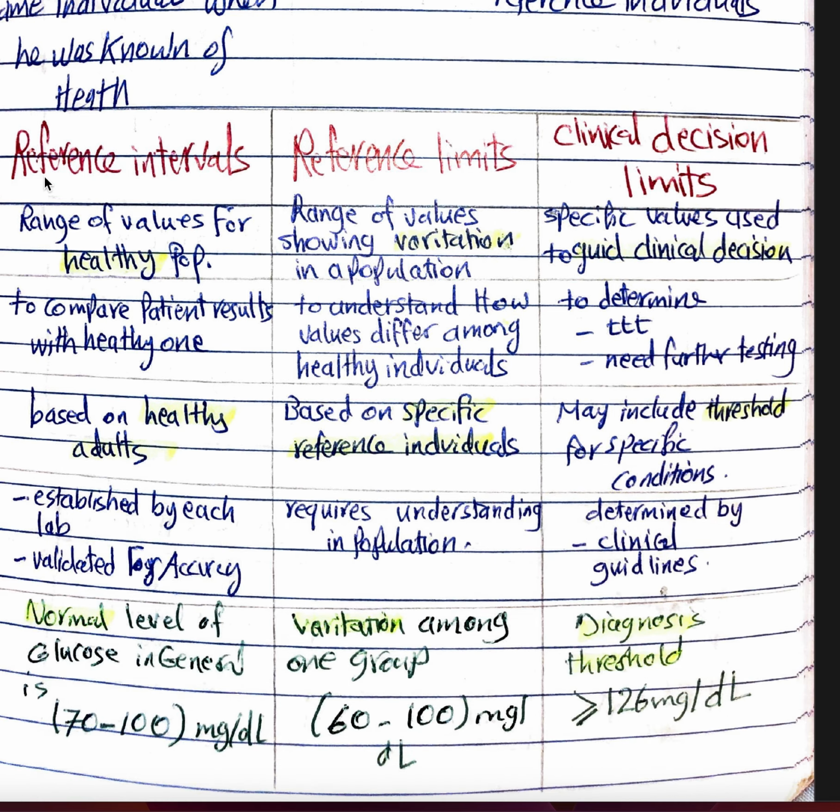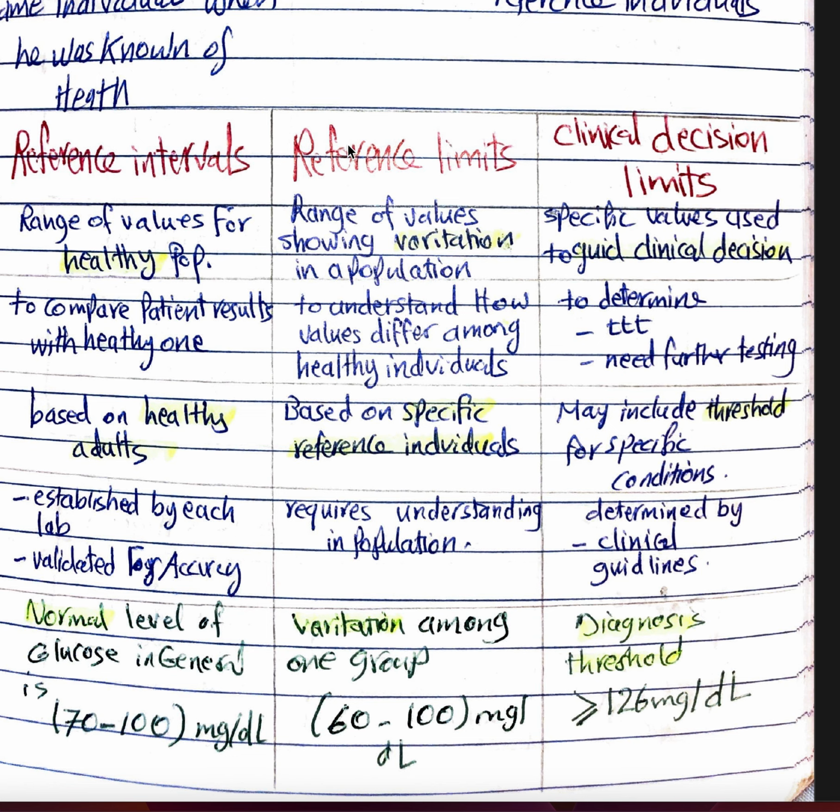So we have the reference intervals, we have reference limits, and we have clinical decision limits, and I made a table to understand the difference between them, because we may be confused since they look similar to each other. Reference intervals: a range of values for a healthy population to compare patient results with the healthy ones, based on healthy adults, established by each lab, validated by accuracy.